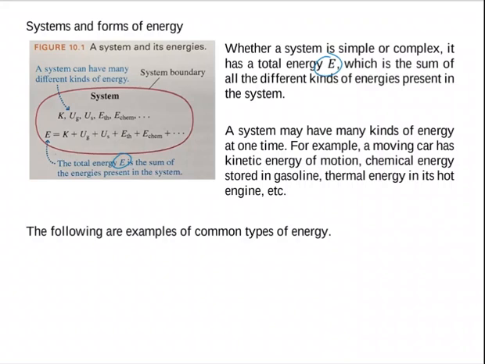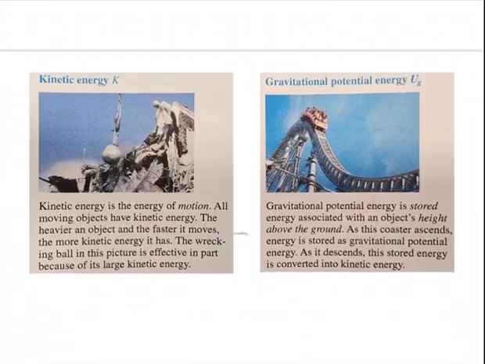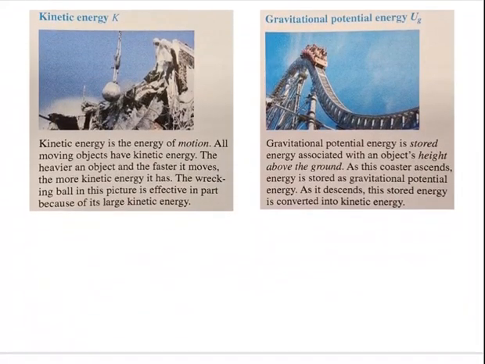The following are examples of common types of energy. All these symbols here are different types of energy, so let's talk about some of those. Kinetic energy is K, the energy of motion. All moving objects have kinetic energy. The heavier an object and the faster it moves, the more kinetic energy it has. So if it has more mass and it's moving, then it has more kinetic energy. If it's moving faster, then it has more kinetic energy. If you put those two things together, it has even more kinetic energy.